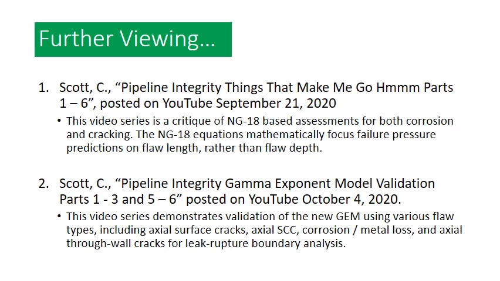I'd also like to point you towards the other 5 videos in this series. I'm doing validation on all sorts of flaw types. So today we looked at circumferential cracking, but if you watch some of the other videos, you'll learn about axial surface cracks, stress corrosion cracks, which have a crack shielding factor included in them. I look at corrosion metal loss, and then I also look at axial through-wall cracks for leak-rupture boundary analysis. I think if you watch those videos, you'll find that this GEM model seems to be validating quite well, not just here for the circumferential cracks, but for multiple flaw types. So please dig around and find those videos if you're interested.